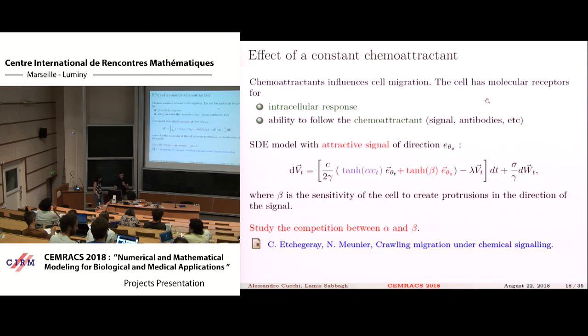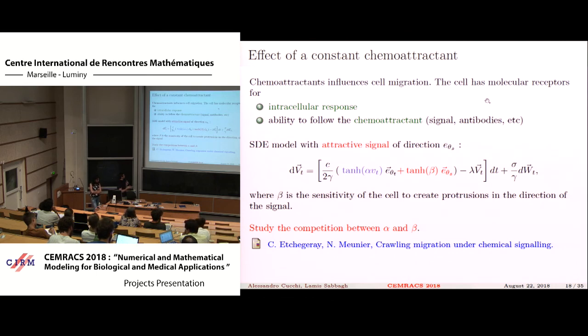now, as we saw in the biological introduction, the environment can influence the cell migration, either mechanically, which means, for example, with obstacles or different types of substrates, or chemically. With chemically, we mean that there could be some chemoattractants, so some agents that can influence the motion of the cell in order to lead them towards them. So in this case, we want to present a model that takes into account an attracting signal.